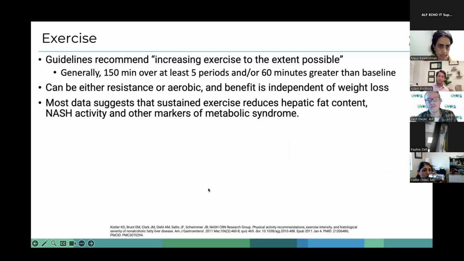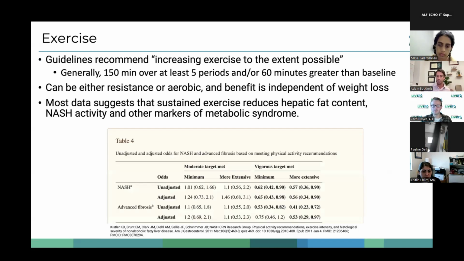As far as exercise, I have to say our guidelines are not particularly helpful. They recommend increasing exercise to the maximum extent possible, which is something I should probably do too. But that said, when they get slightly more specific, they do recommend 150 minutes of exercise over at least 5 periods a week, which is about 30 minutes a day, 5 times a week, or increasing from baseline by about 60 minutes.